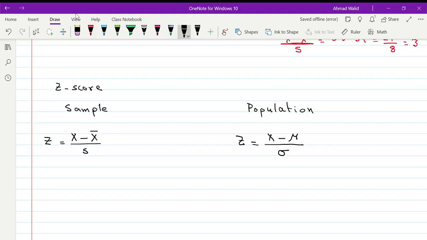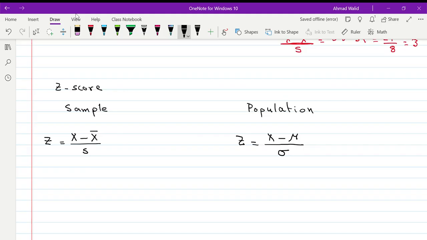You see, the calculation of both formulas is the same. The math is the same. Only the notation is different, because one of them represents the Z score for a population, the other one represents the Z score for a sample, correct?